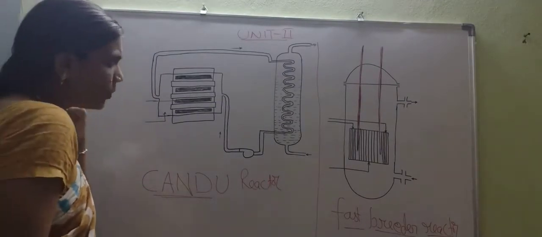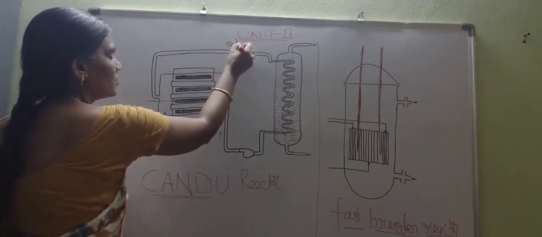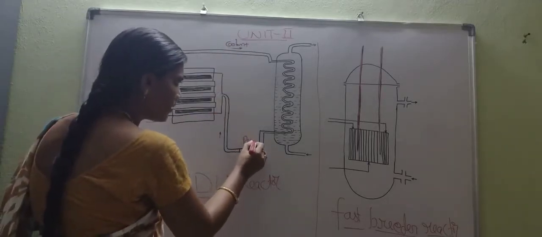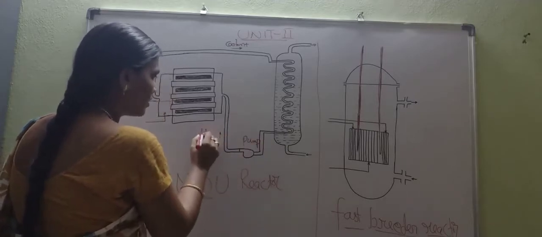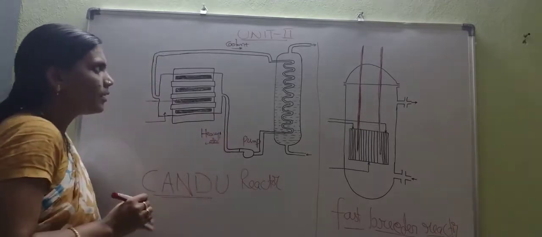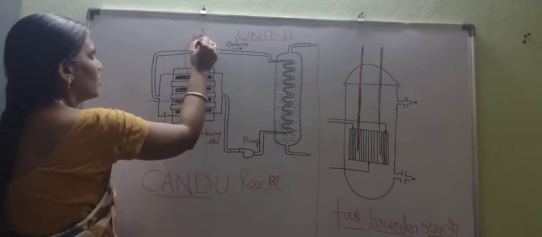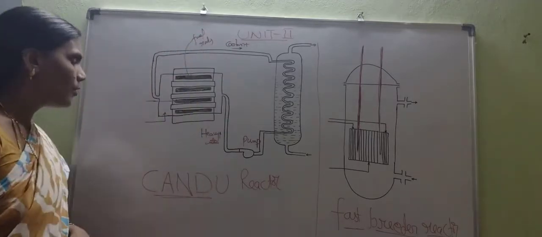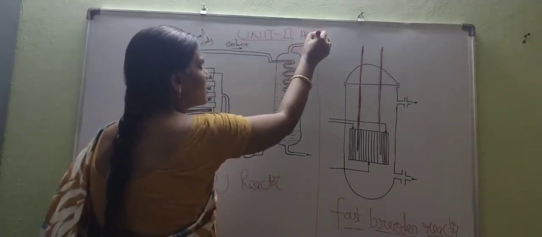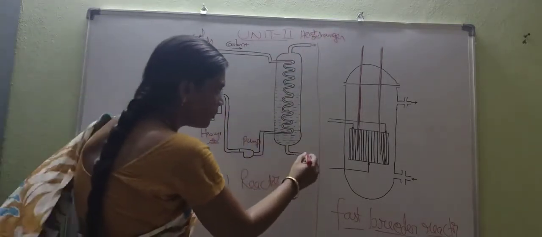Okay, here the coolant is heavy water. Coolant is heavy water. This is the pump. These are the fuel rods. Next, this is the heat exchanger or steam exchanger. Incoming is water.